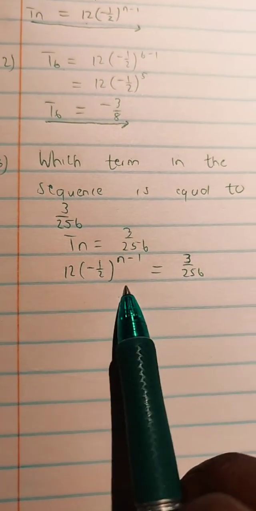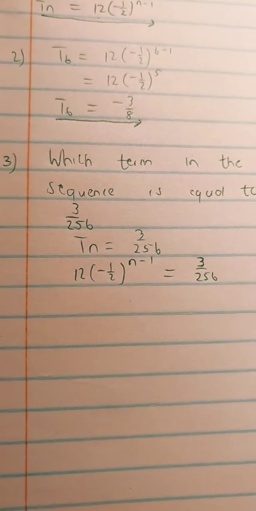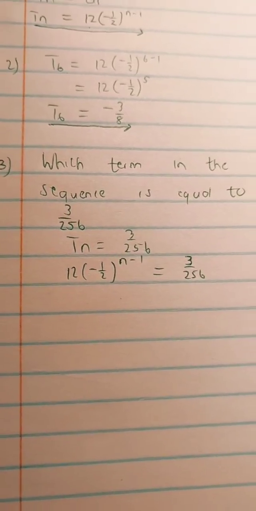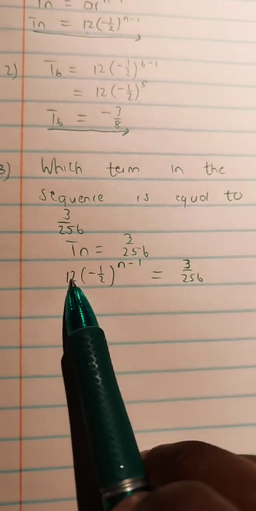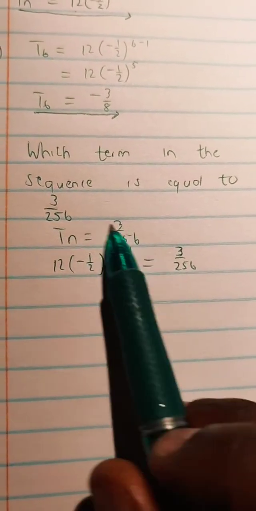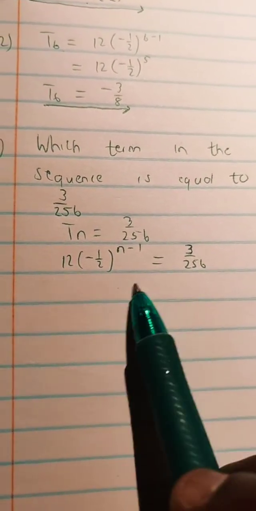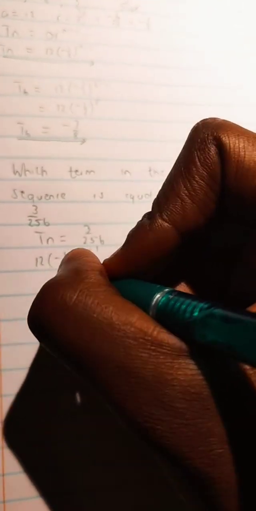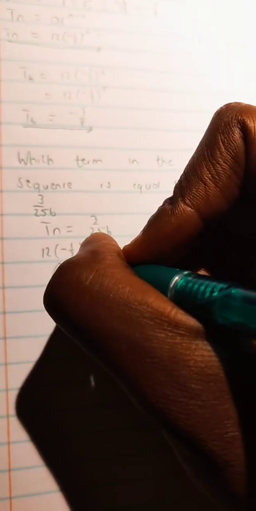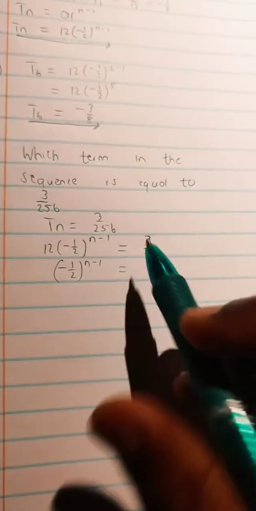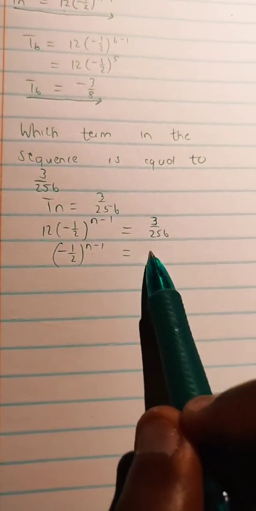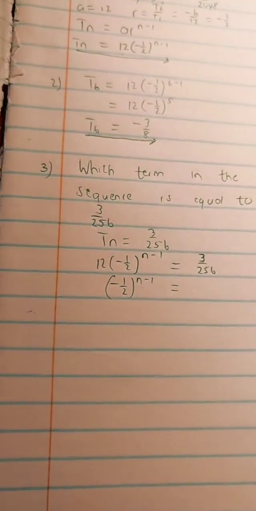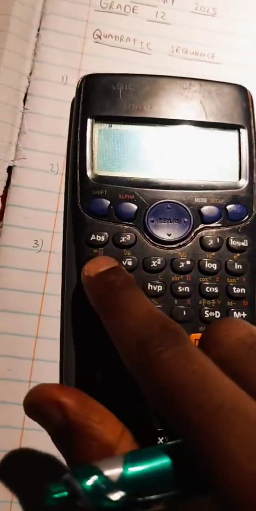Okay, then when we are here, that's when we apply our grade 11 and grade 10 exponential equation theory. The 2 here is a coefficient of this entire thing, so we divide both sides by the 12. That's going to leave us with negative half to the power n minus 1. So if we divide by 12 and it disappears, it means 3 over 256 divided by 12. Okay, that's what we care about.